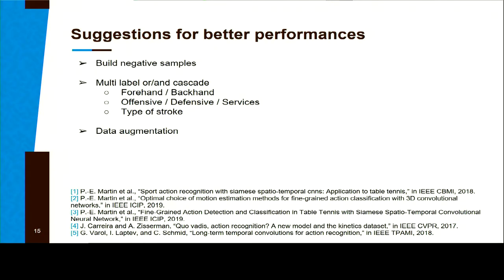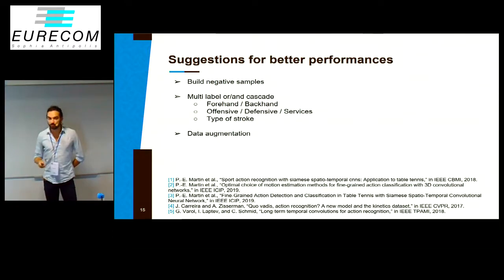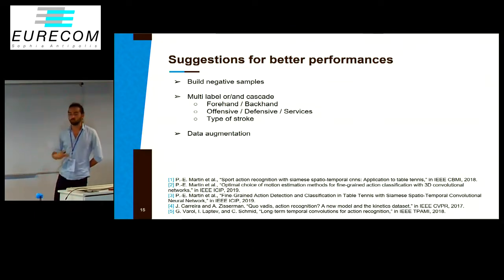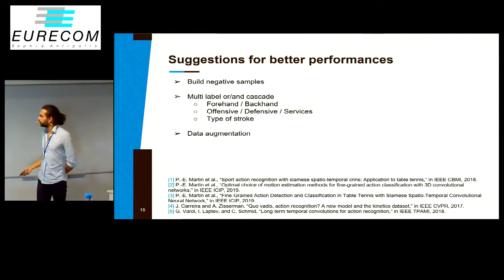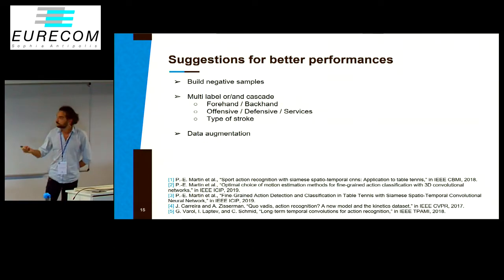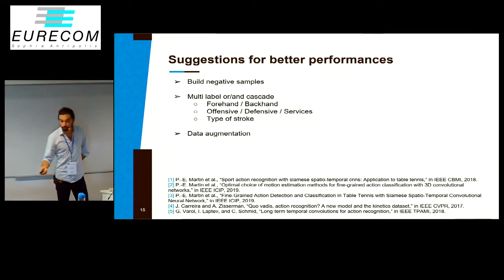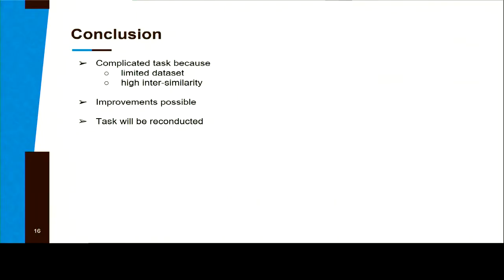So we have some suggestions. If you want to participate, you should pay attention. You should build negative samples, because the negative samples will help you classify all the rest, and you will not focus, for example, on the color of the shirt or the headdress of the person. We are also thinking about multi-label or cascade classification with forehand, backhand. Then you can decide if it's offensive, defensive, services, and then the type of stroke. Also, to avoid overfitting, we suggest doing very good data augmentation.